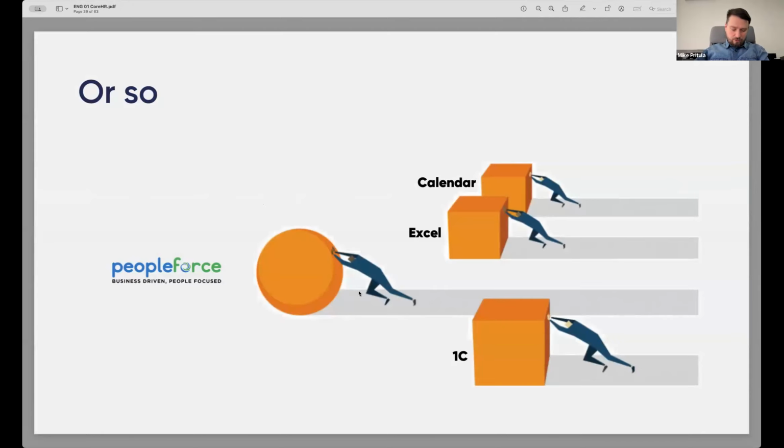Or we may consider it like this. When we don't use any HR software, we are like people before the invention of the wheel.